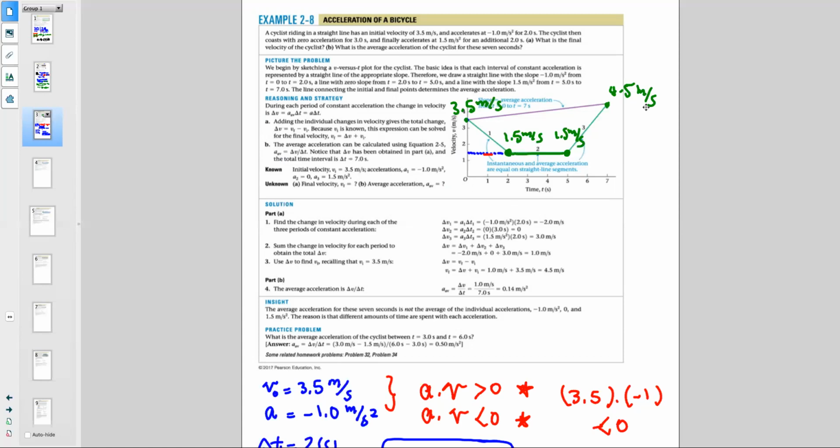So that's basically part A. What is the final velocity of the cyclist? So 4.5 meters per second at that point. Part B is asking, what is the average acceleration? What is the average acceleration of the cyclist for these 7 seconds?